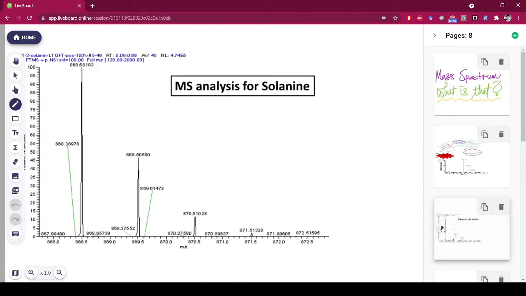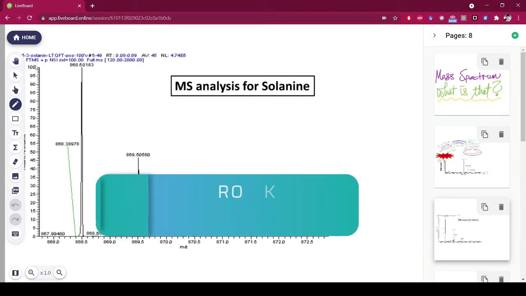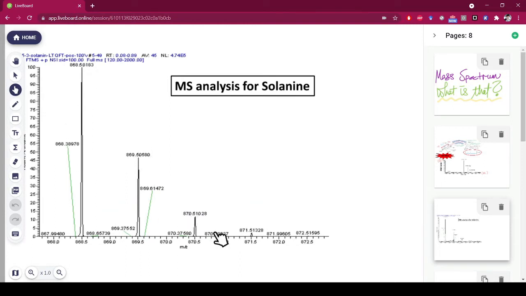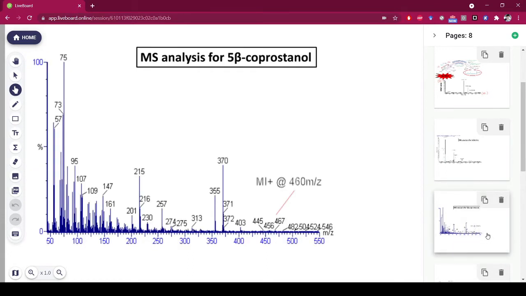A few more examples is this, okay? These are real life examples of mass spectrum. You have your peaks, okay? You have your mass over here, and you have the relative abundance axis. More examples, you have a more complicated looking mass spectrum, the analysis for 5-beta coprostanol. You have your mass, relative abundance or percentage abundance. You have a lot of peaks.